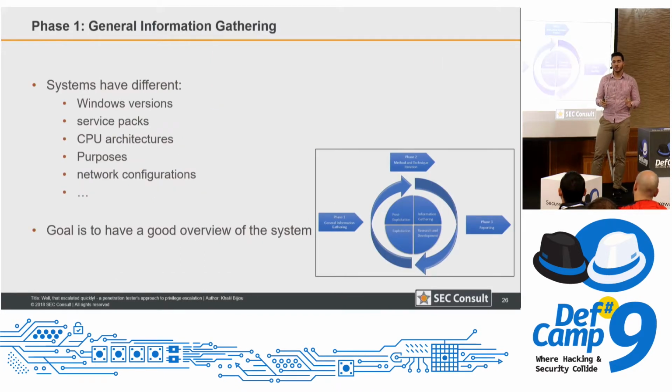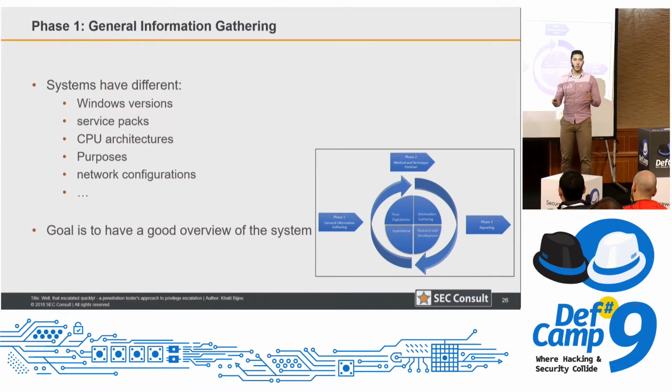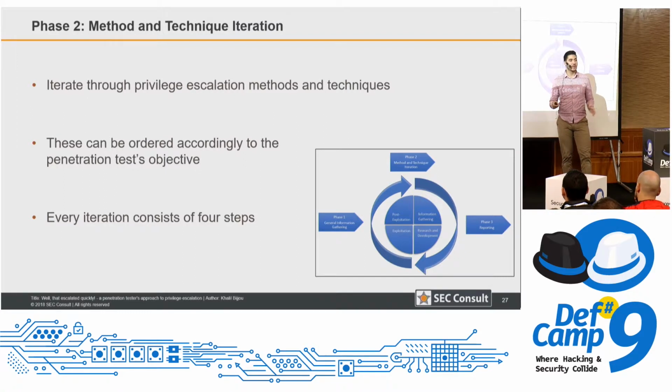So in phase 1, what we really want to achieve is to get a good overview of the system. We want to know which Windows version it is. We want to know which CPU architecture is used. We want to know which service pack is used. We want to know about network devices and interfaces, and so on and so forth. So we want to learn more about the system in general. After that, we will go into phase 2.